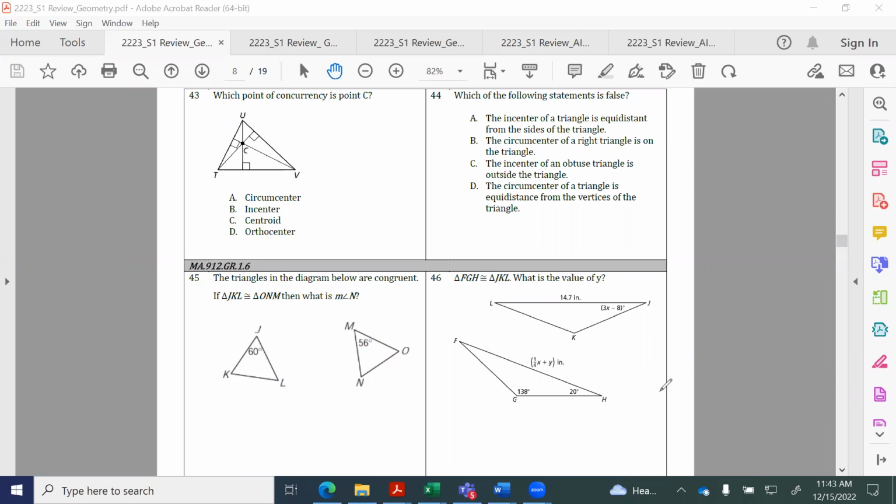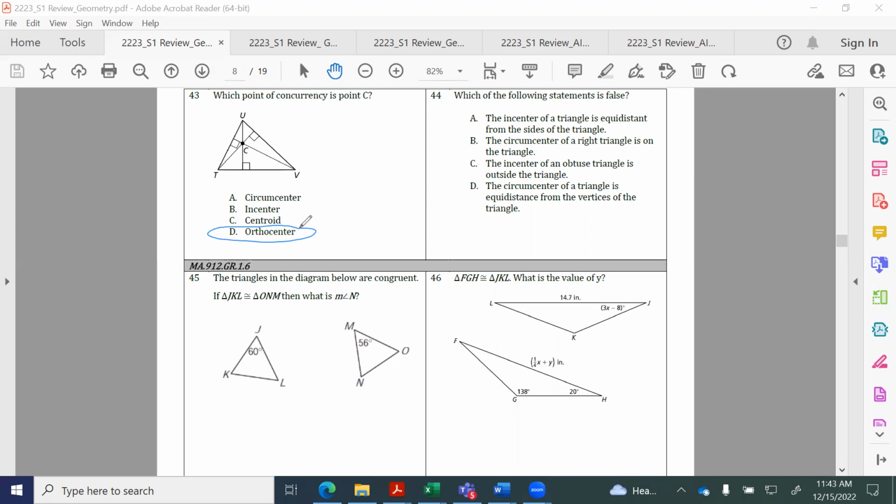So 43. Which point of concurrency is C? They drew segments that are perpendicular to the sides and go to vertices. So these would be our altitudes that are drawn in. Which one of these is for our altitudes? Which answer is where the altitude would be? Orthocenter. That's where all the altitudes meet.